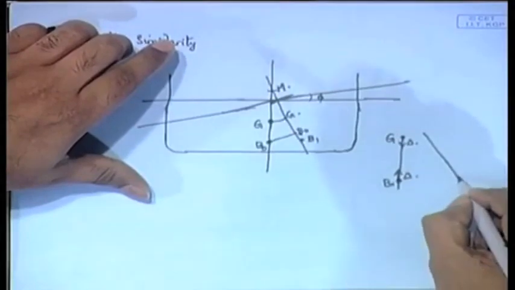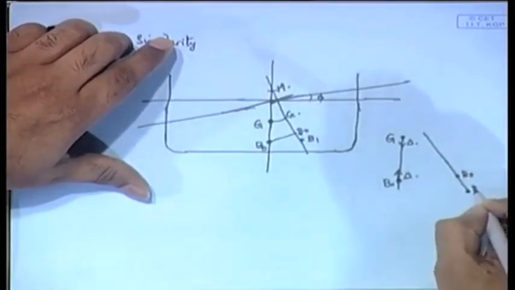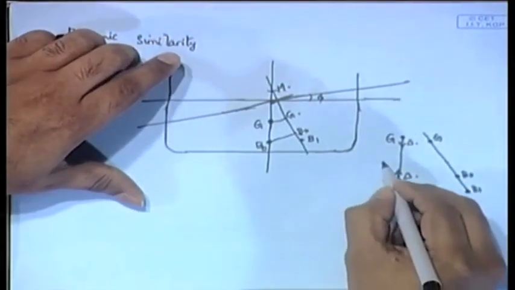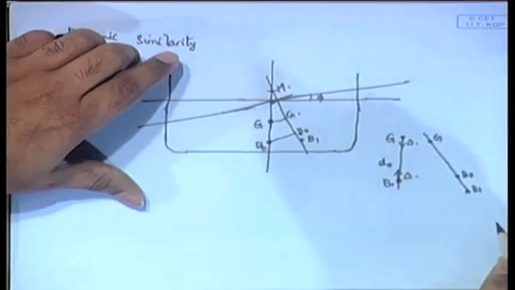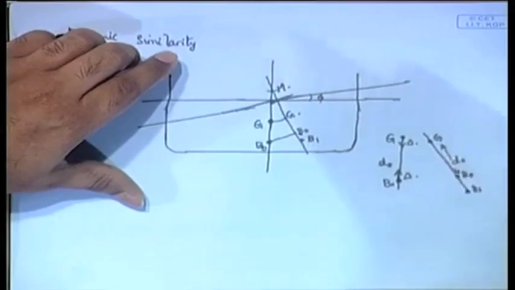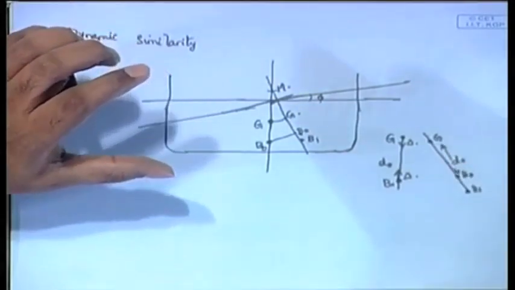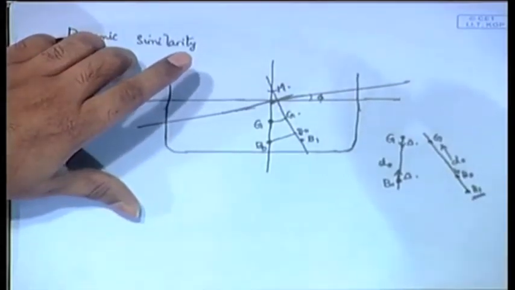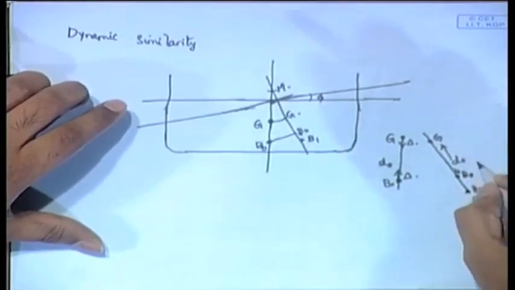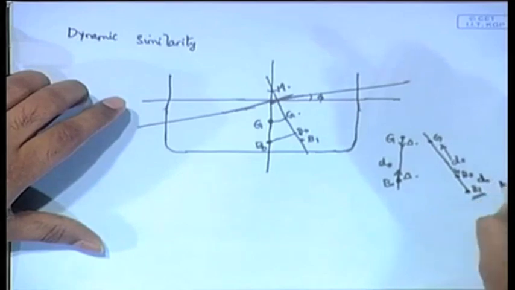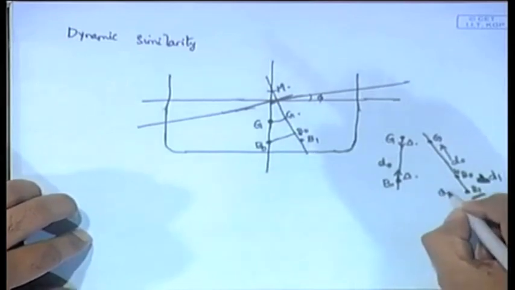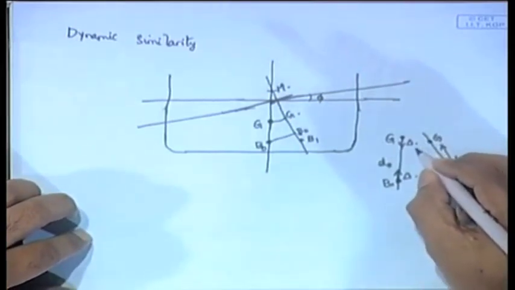Now, what do we see? Here we have B0, here we have B1, and here you have G. Now, let us suppose that the initial distance between G and B is D0. And this distance is therefore D0, right. Now, what has happened? Because of the heeling, the center of buoyancy has shifted to this point B1. In this book they have taken it as bold D0. I cannot do it this way, I will call this D1. So, this distance is D1 between G and the new position.